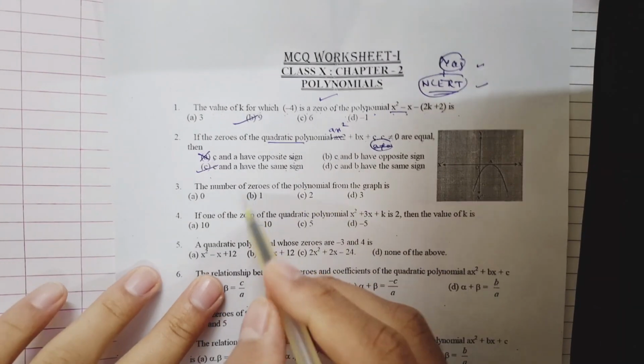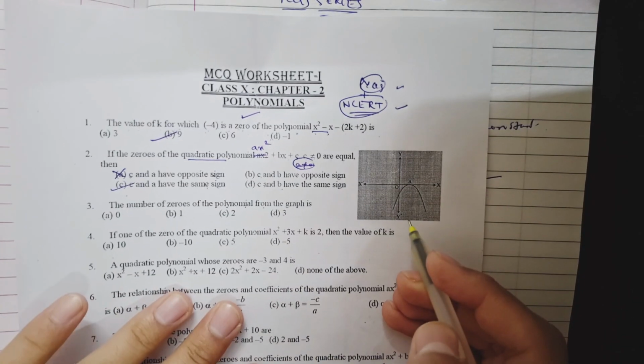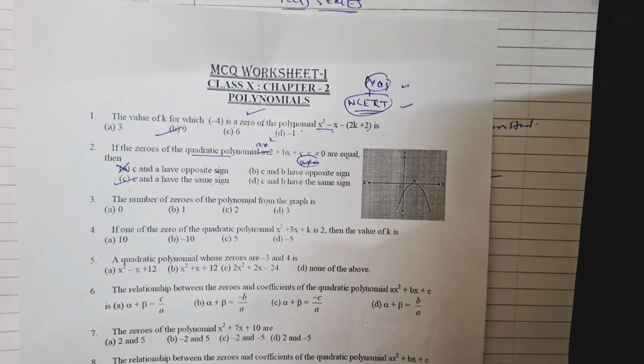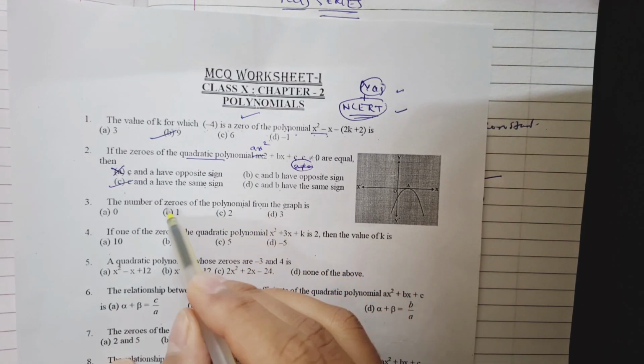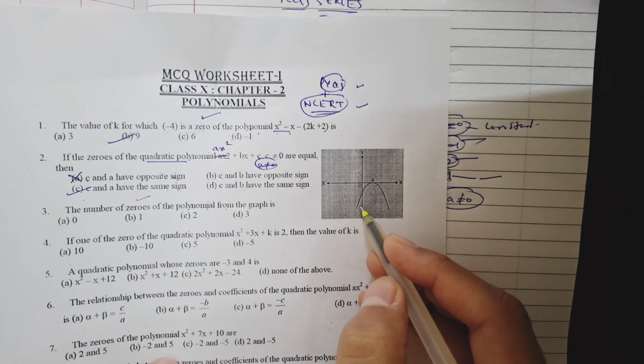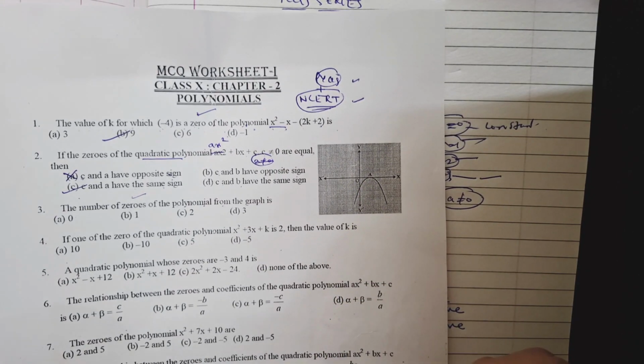Third question. The number of zeros of the polynomial from the graph. You are given a graph. We have to find the number of zeros. Now see, how can we find out the number of zeros? You have to check only how many times the graph is cutting the x-axis. How many times the graph is cutting the x-axis.